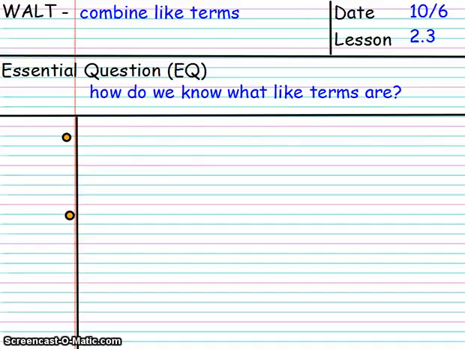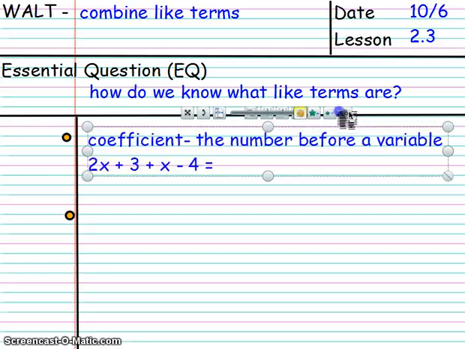Today's lesson is a very simple one, but very critical for algebra. Today we're going to be combining like terms. This is section 2.3, and we're trying to figure out what like terms are and why we have to put them together. There's a couple of definitions we need right up front.